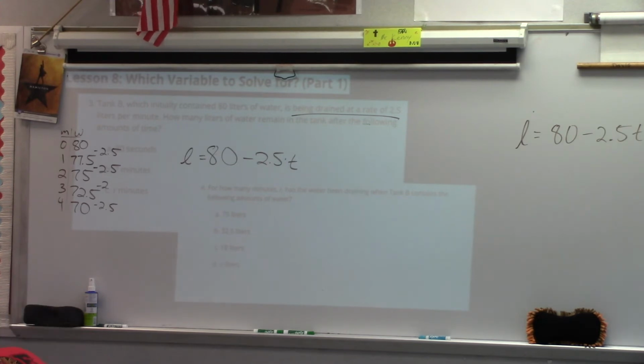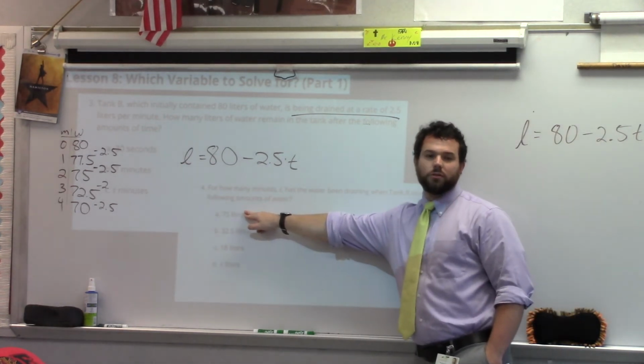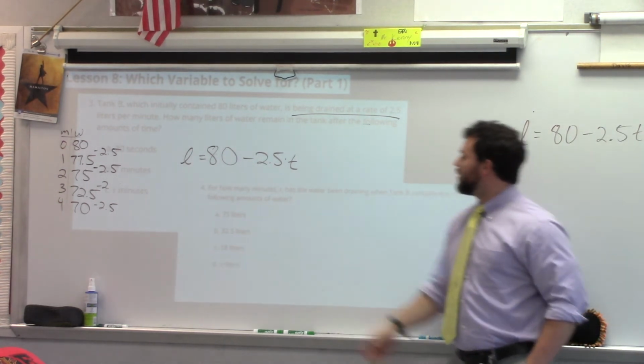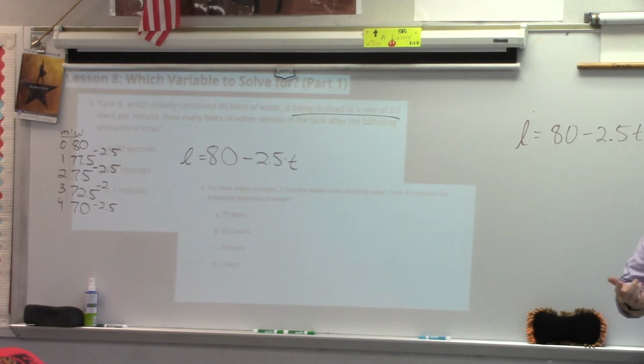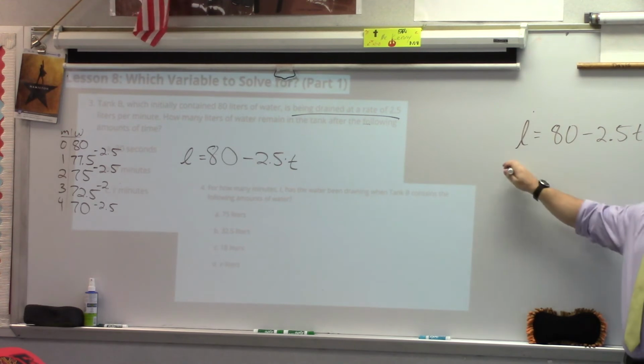I'm finding the liters of water based on T minutes. Okay? This is an important idea. Finding the liters of water based on T minutes. So if I knew the number of liters, what would I do in number 4 here? If I knew that it was 75 liters, what could I do with this equation? Plug in 75 for the liters. So L is 75.